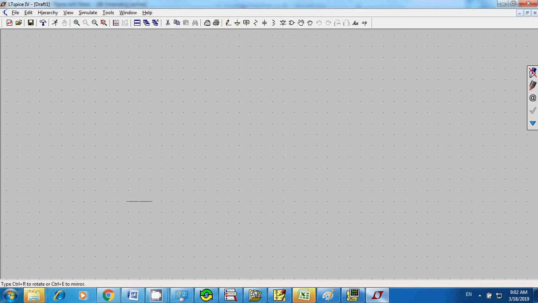So you need ground, right? And then you need R. Let's rotate this one for R. Left click of the mouse to place, right click to stop, and then you need C, a capacitor, right click to stop, and you also need an inductor, and we need to rotate because this is going to be a series RLC circuit.